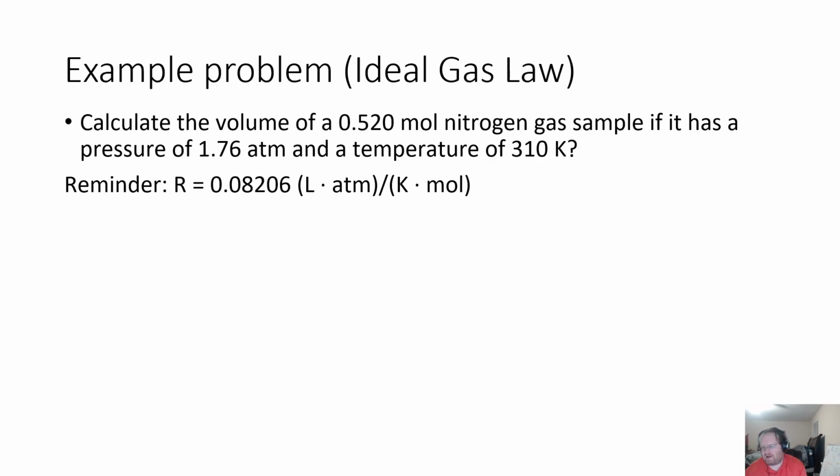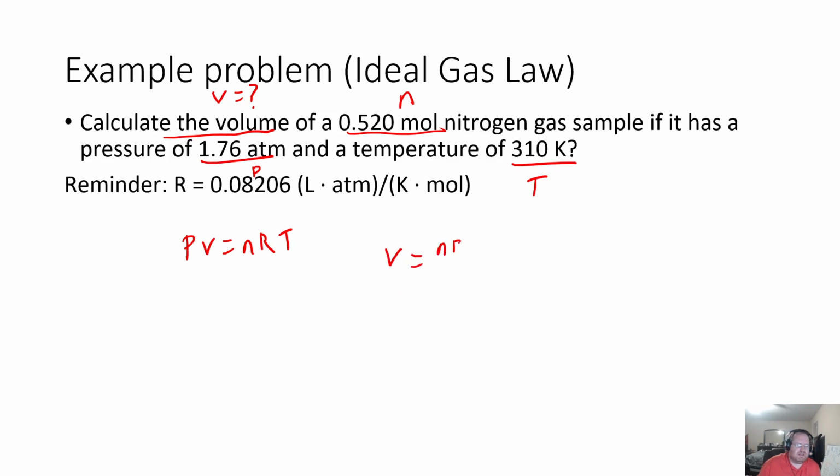We're going to calculate the volume of a 0.520 mole nitrogen gas sample if it has a pressure of 1.76 atmospheres and a temperature of 310 Kelvin. So our rule is PV equals nRT. What I know: I have an n here, a T here, a P here, and I want to calculate the volume. That's the question mark. So I'm going to rearrange this equation to solve for V by dividing by P on both sides. V equals nRT over P.